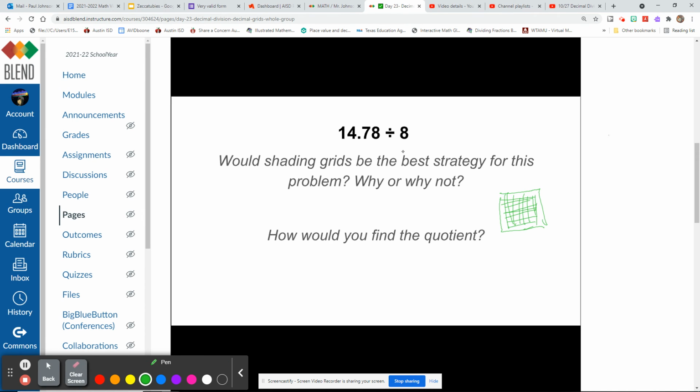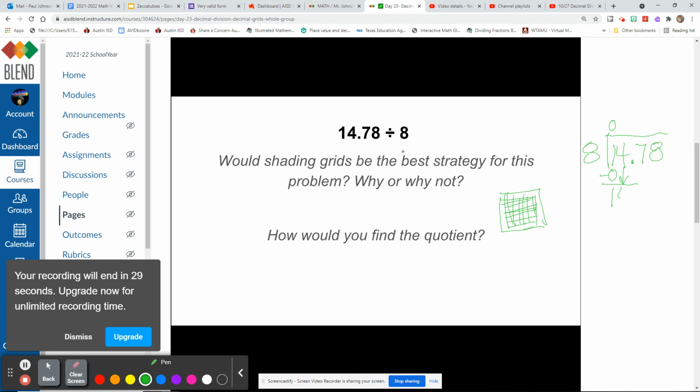So instead, remember, the algorithm always works. 8 goes into 1, 0 times. 8 times 0 is 0. 1 minus 0 is 1. Drop the 4. 8 goes into 14, 1 time. 14 minus 8 is 6. Drop the 7. 8 goes into 67, 8 times, which is 64.